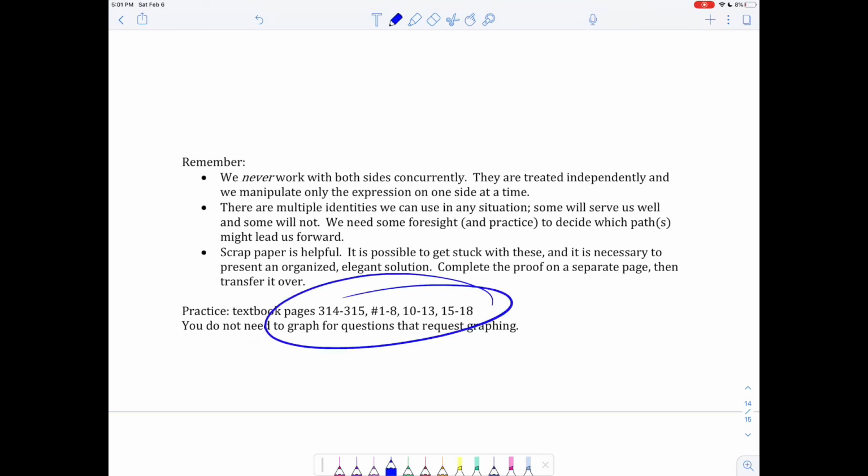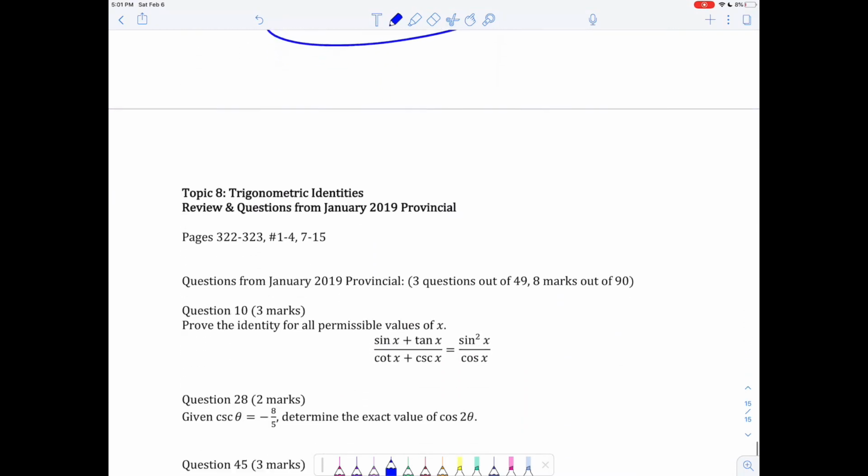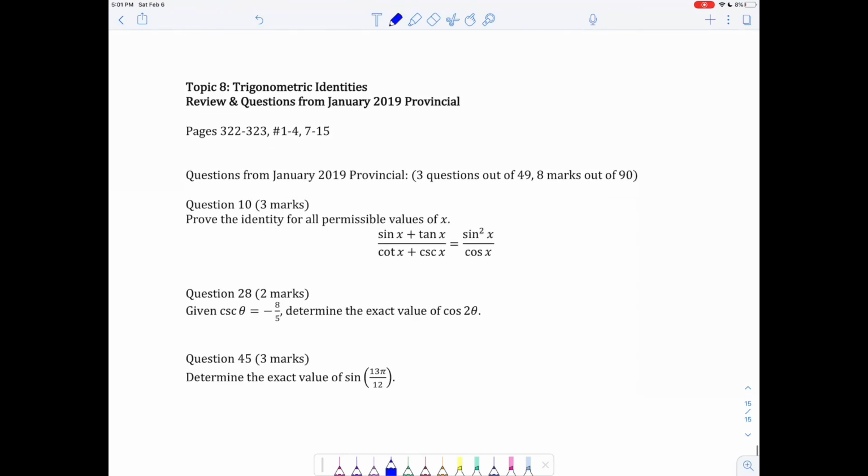Practice-wise, here's a bunch of practice questions. So play with those. Please let me know if you have any questions, comments, concerns. And of course, this does mean that we are at the end of this topic. So there's some textbook review for you there. And then from the 2019 provincial, we've got these 3 questions to look at. You can pretty much always expect there to be one identity, and you can always expect there to be one k pi over 12 kind of question. So that's that. It's been a great topic.